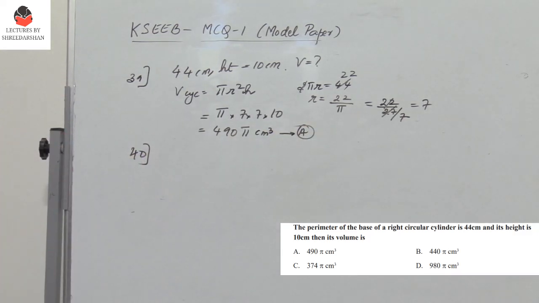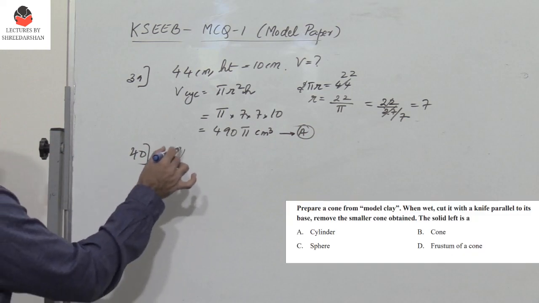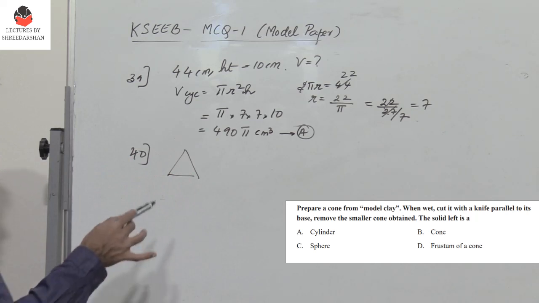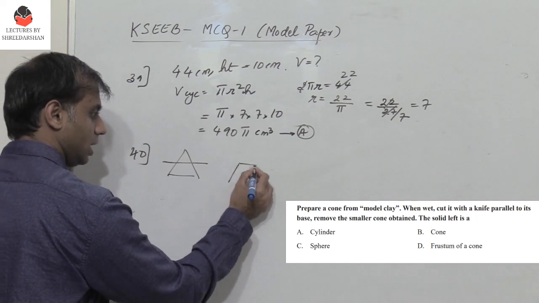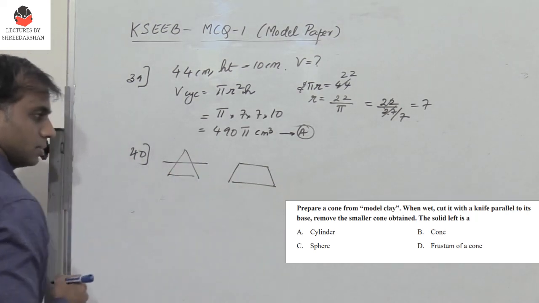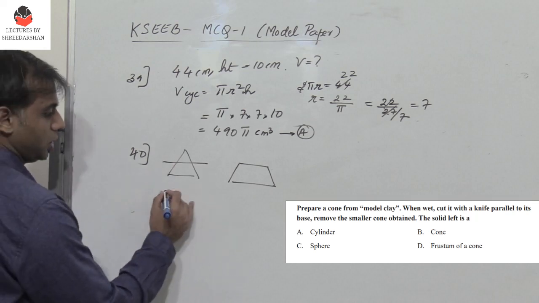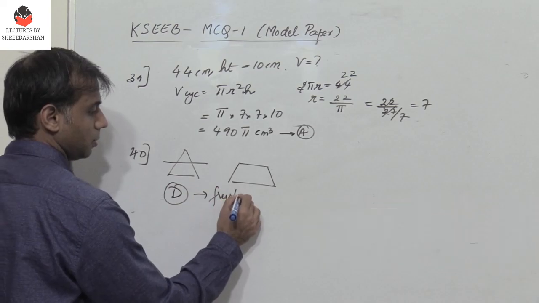40th one. Prepare a cone from a clay model. So you're going to prepare a cone like this, and you're going to cut it with a knife which is parallel to its base. So when I cut it parallel to its base, I get a shape like this. And what is this called? This is referred to as D, which is frustum of a cone.